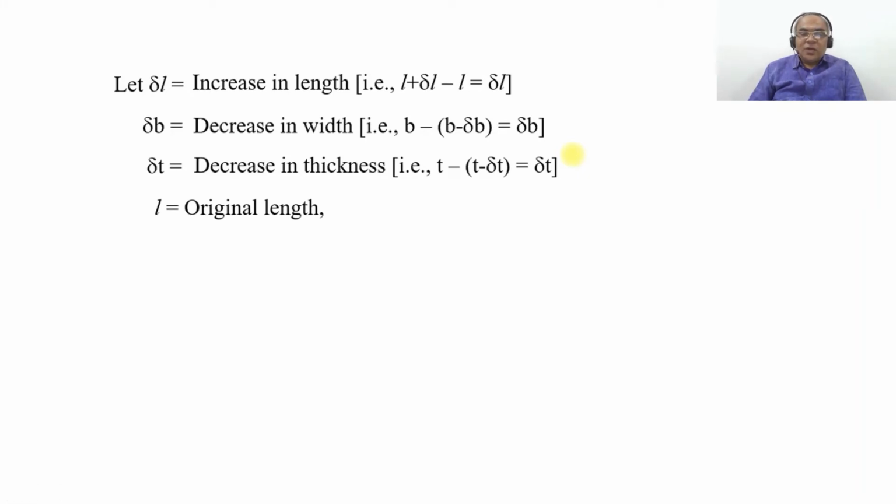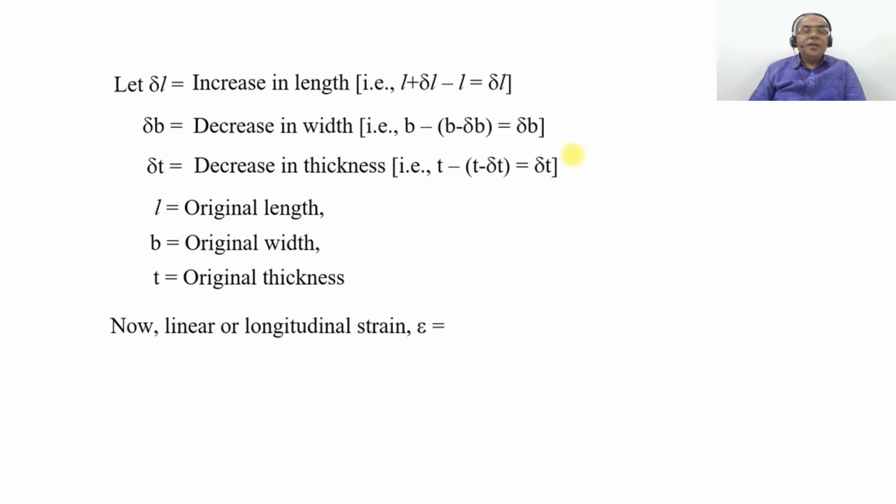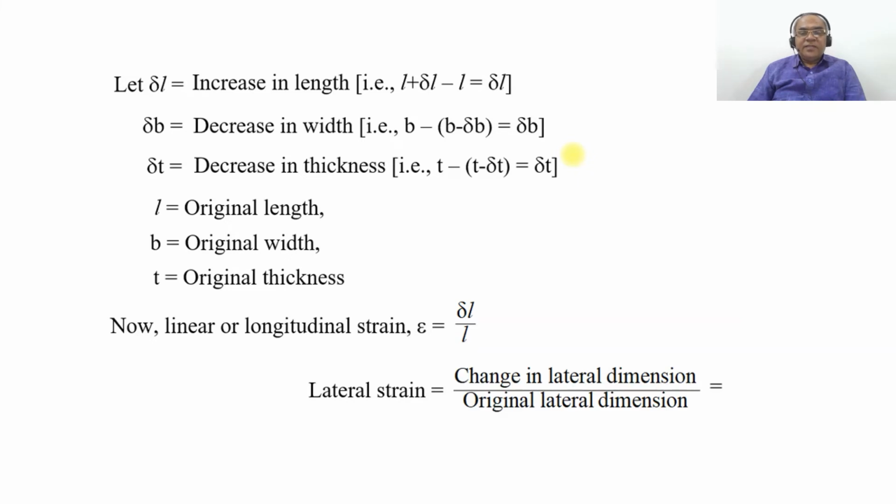What is L? L is the original length, B is the original width, and T is the original thickness. Now what happens? Now linear or longitudinal strain, what is that? Delta L by L. So delta L by L will be the lateral strain, which is epsilon again, which is the change in lateral dimension to the original lateral dimension.